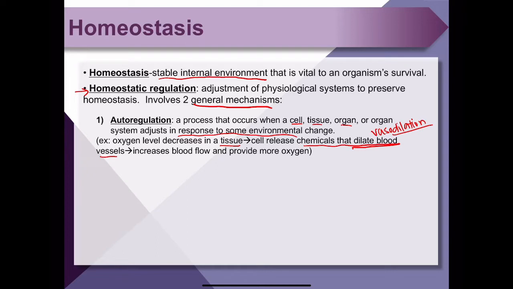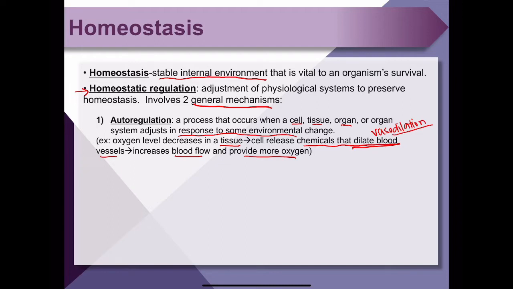When your blood vessel increases in size, that's what dilation means. It will increase blood flow and provide more oxygen to that area and bring your oxygen level in that localized area back to homeostasis. Homeostasis, bringing things back to a stable internal environment. So that's what we mean by autoregulation. It doesn't require any signal from anywhere else. The cell, tissue, or organ itself knows what to do.